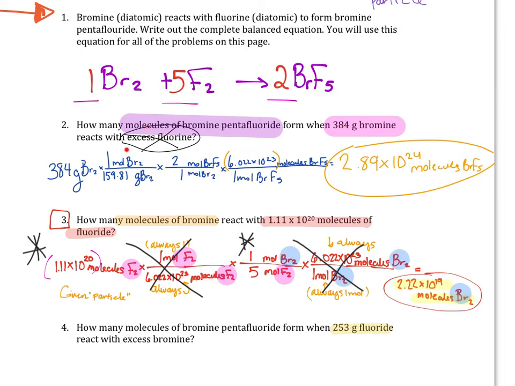Now you'll see I wrote a little X through the excess of fluorine. I did that because anytime in a word problem they say excess of something, a lot of students start to wonder where they are supposed to plug that in. You don't need to. You can actually just ignore it and move on with your problem. So we're going to begin with our given amount, which is 384 grams of bromine, or Br2, because it's diatomic.